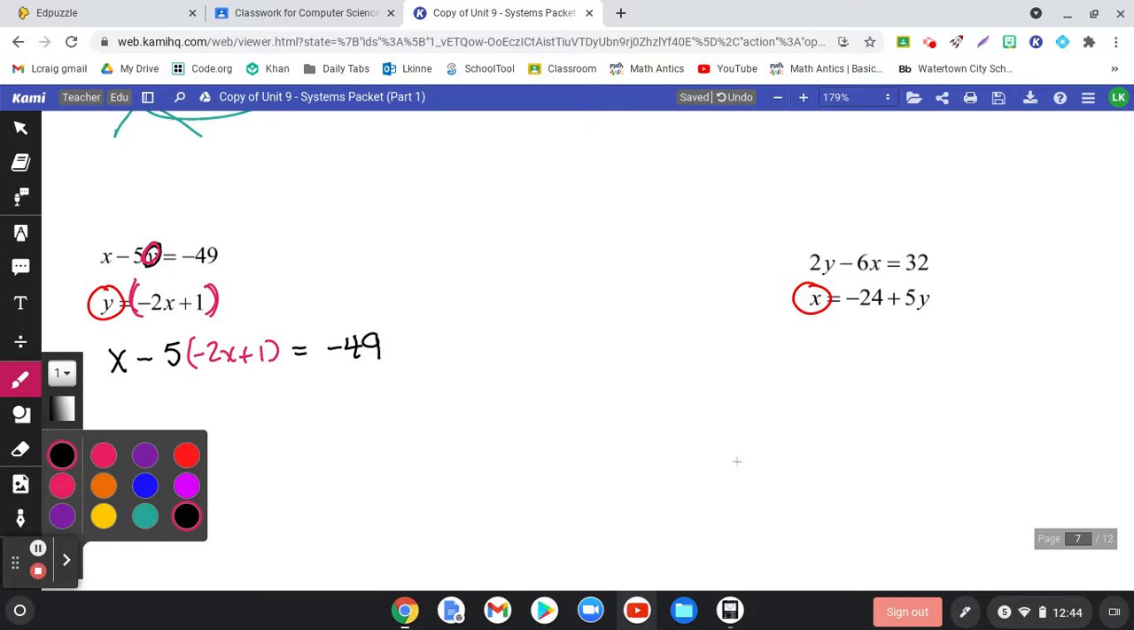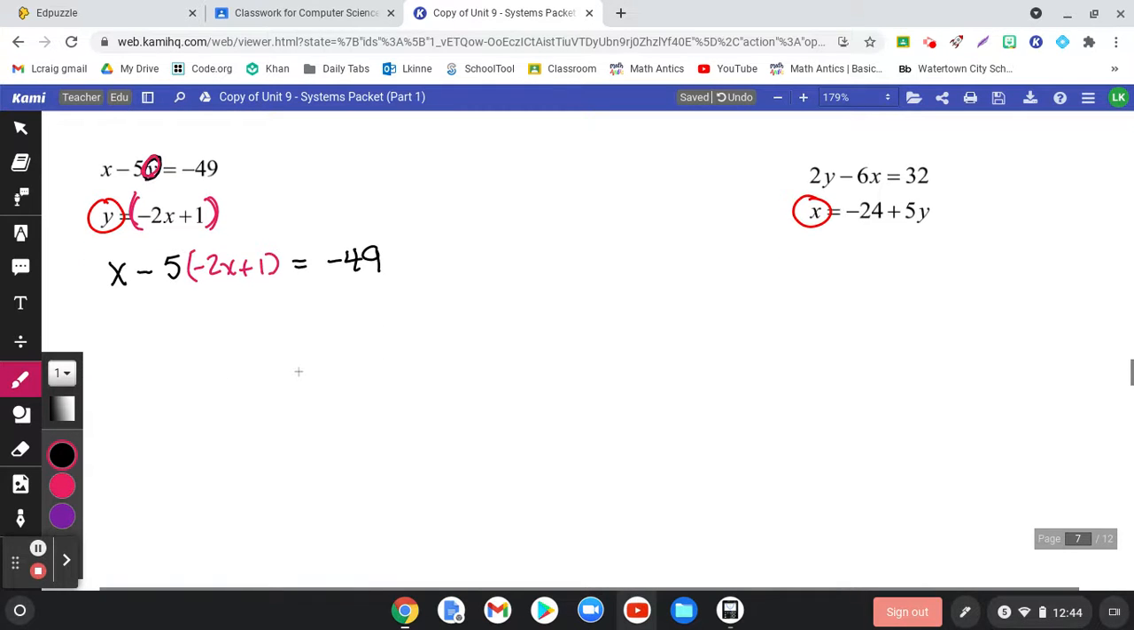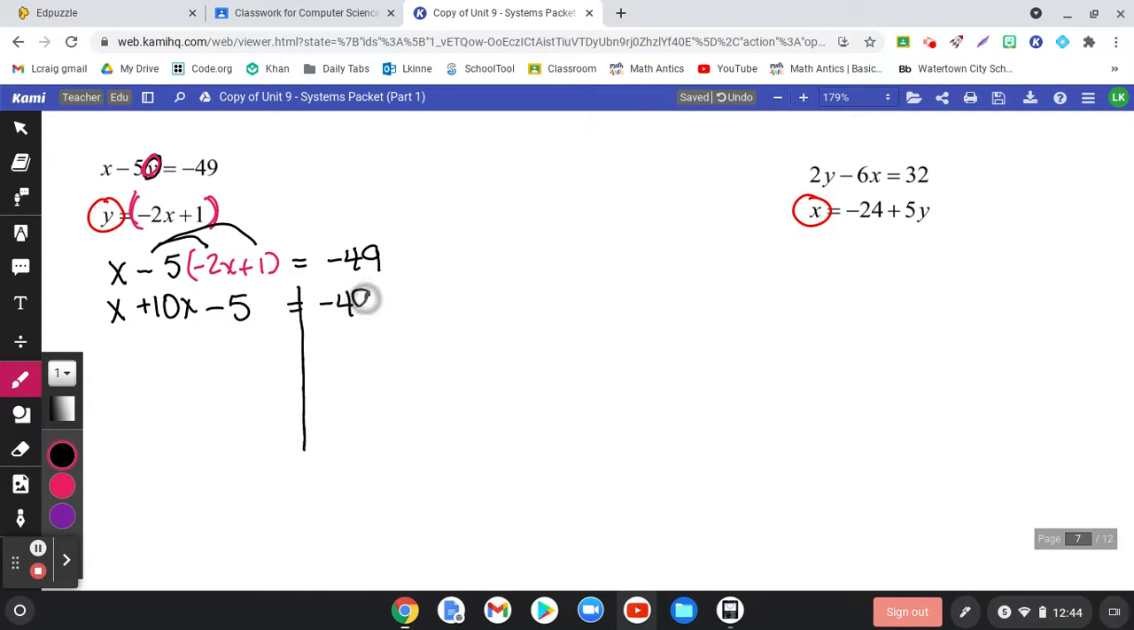All right, so all we did is we copied that top equation down, but we took out the y and put in what it's equal to. So I'm going to bring my x down. We have to distribute first. Negative 5 times negative 2x would be positive 10x. Negative 5 times 1, negative 5. Watch the negative in front of your parentheses. All right, 1x plus 10x is 11x.